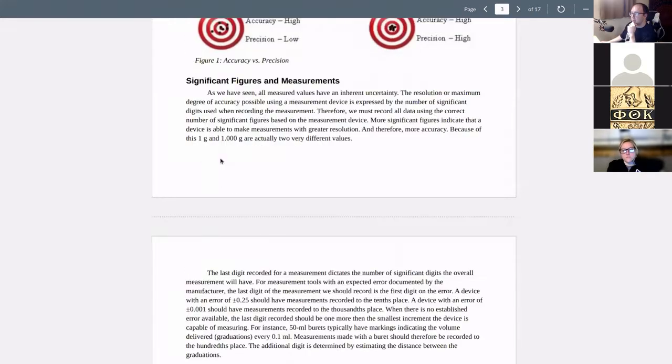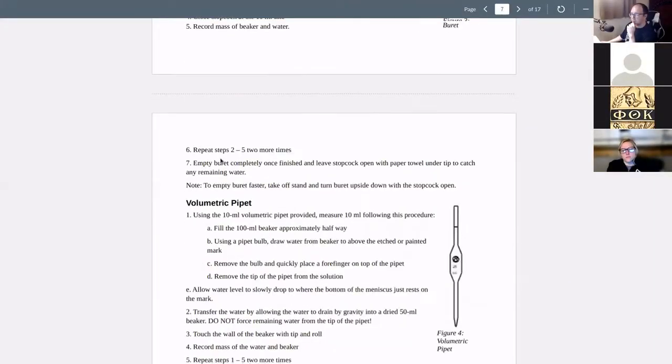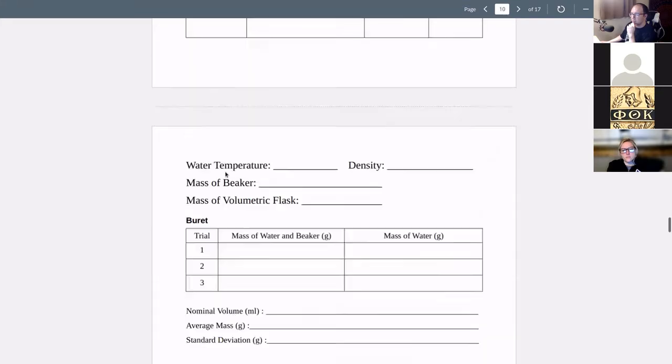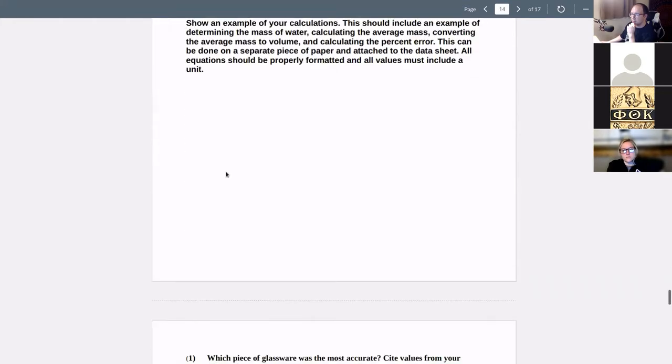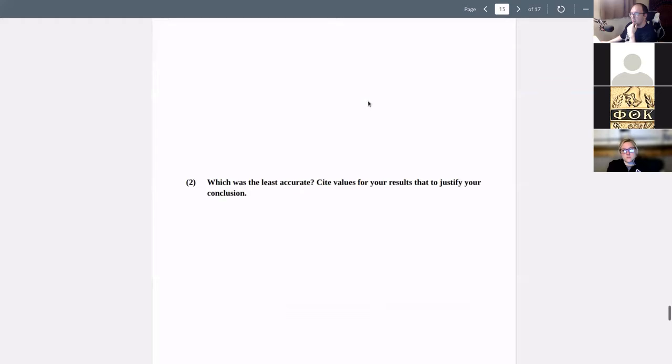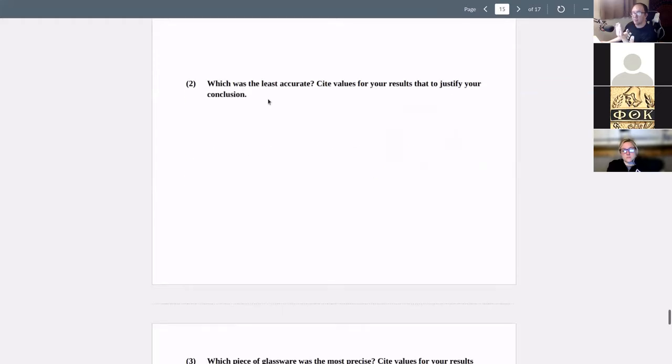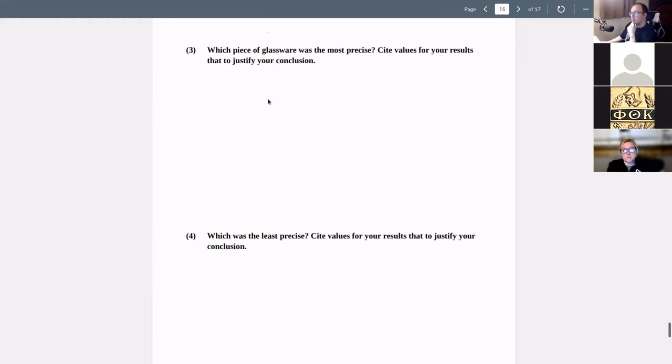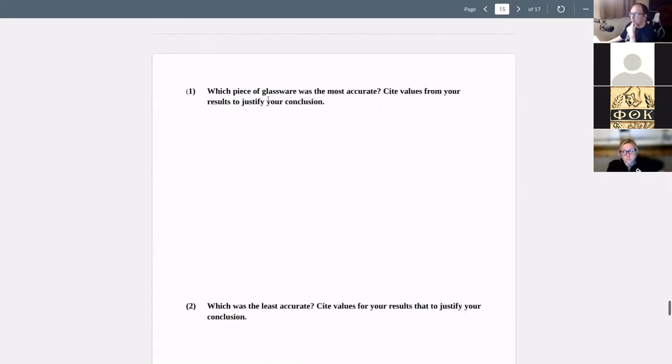And I say that because down here, when you're going to answer these questions, it asks you questions like which were the most precise or something like that. Which piece of glassware was most accurate? Your most accurate one is the one that gave you the lowest percent error. We can know that for sure because we're being quantitative. Which one was the least accurate? This is the one that has the highest percent error. Which one is the most precise? That's the one that has the lowest standard deviation. So you kind of get that idea.